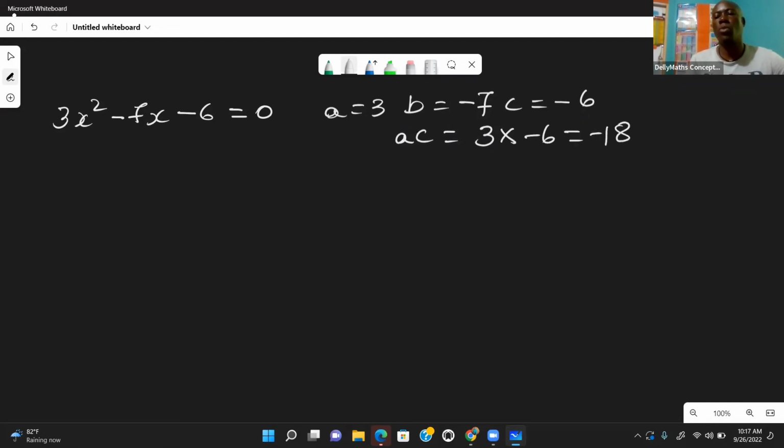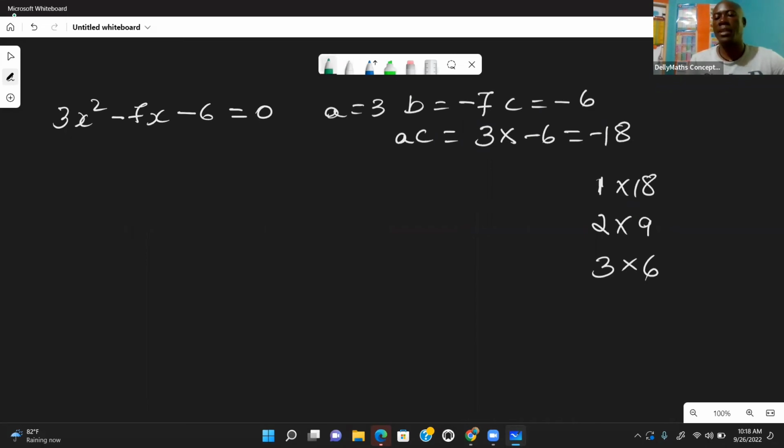At this moment, what we want to do is to list the possible things that could go into 18 or negative 18, and when you add them, you get a 7. We're going to list all the factor pairs of 18. 1 times 18 is a possibility. 2 times 9 is a possibility. 3 times 6 is a possibility. So there are limited possibilities that could work. Which one of these could give a 7?